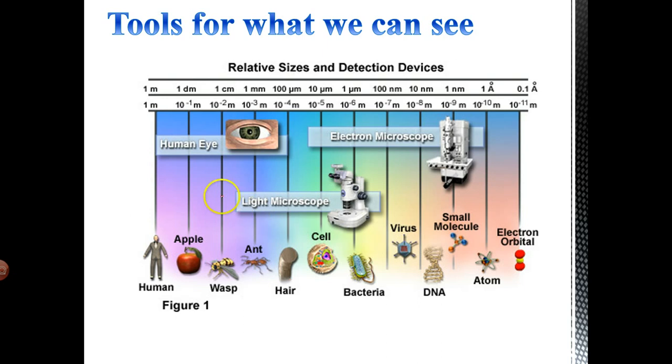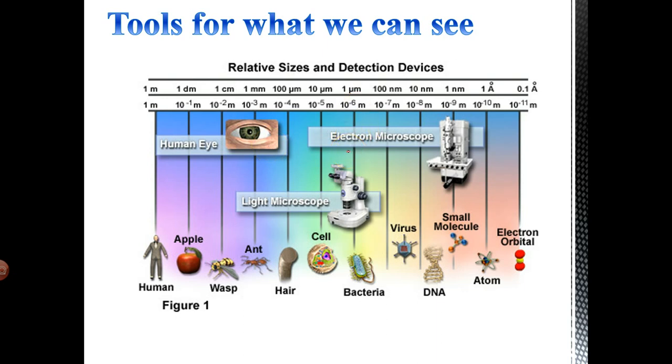If you look in this next range, we use light microscopes to help us see things from the size of insects all the way down to the size of something as small as a bacteria. Notice here, a cell is larger than a bacteria, and we can see both of these things with a simple light microscope. And then there's this second category of microscope, called electron microscopes.